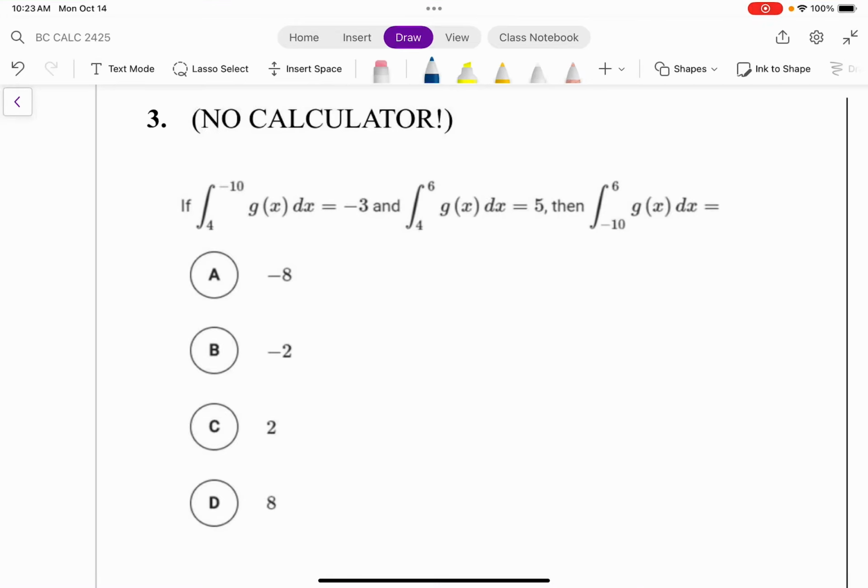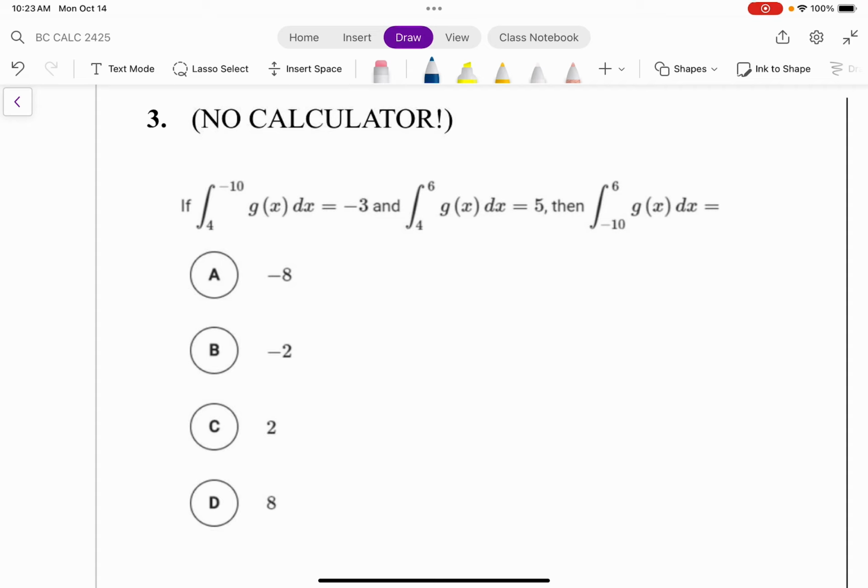Okay, this question is basically about properties of integrals. It says that if the integral from 4 to negative 10 is negative 3, and the integral from 4 to 6 is 5, then the integral from negative 10 to 6 is what? So there are a couple ways of doing this.